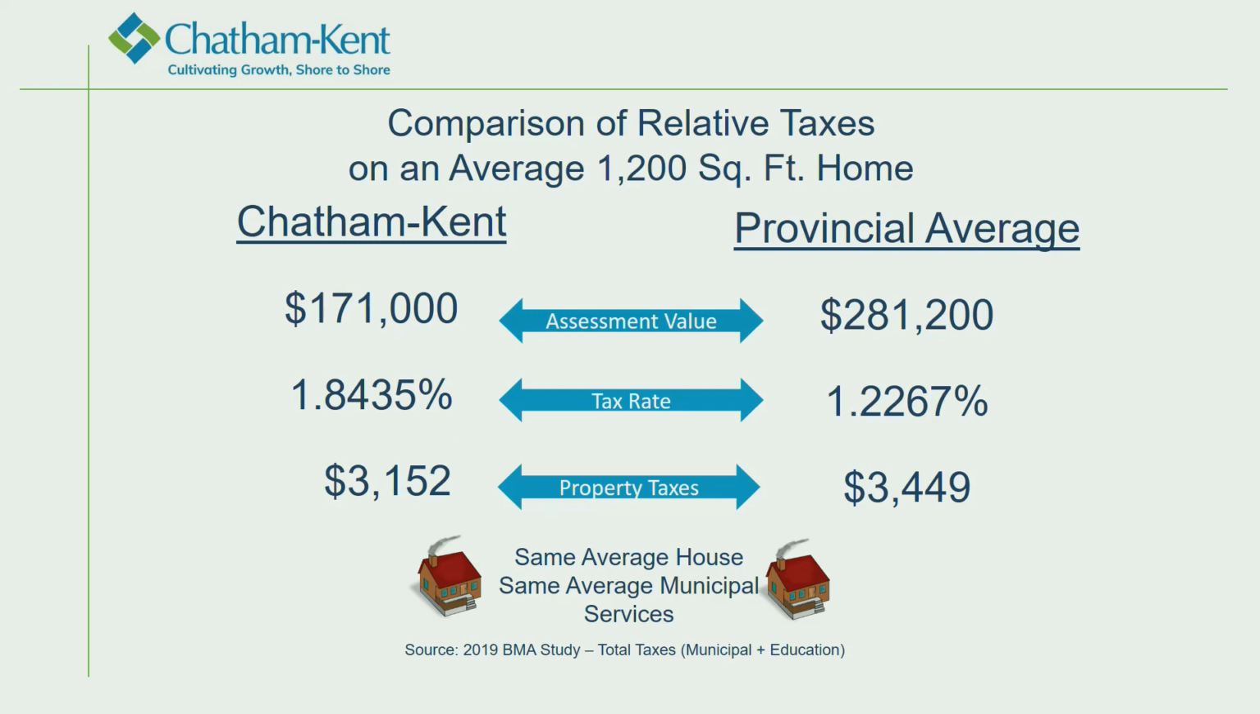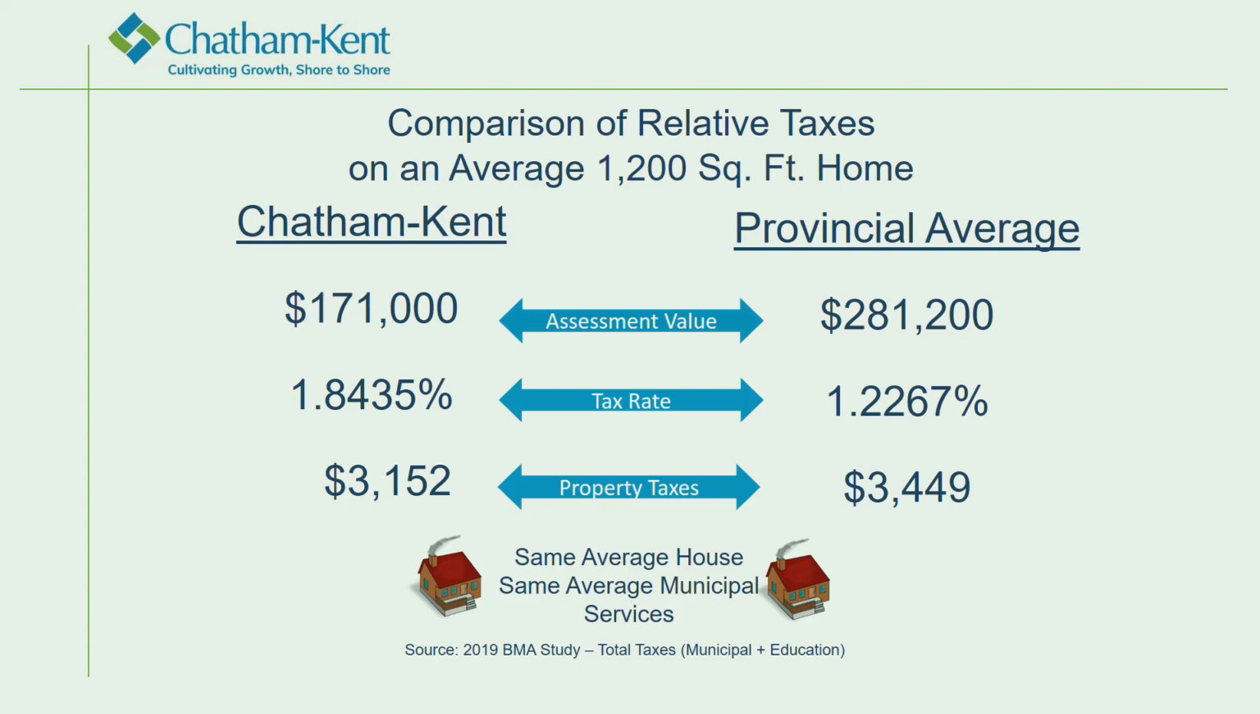So taking information from the BMA study that was presented to Council on Monday, the 2019 taxes on a modest 1,200 square foot home are approximately $297 lower in Chatham-Kent than the average of the 110 municipalities that participated in the study. While you often hear that the tax rates in Chatham-Kent are higher than many other areas, the assessment of properties in Chatham-Kent also tend to be lower. In order to be able to collect a similar value in taxes, the tax rates need to be higher in Chatham because of this lower assessment.